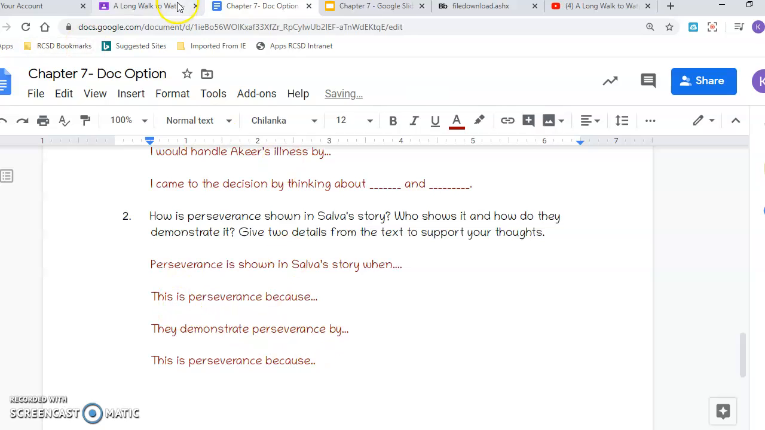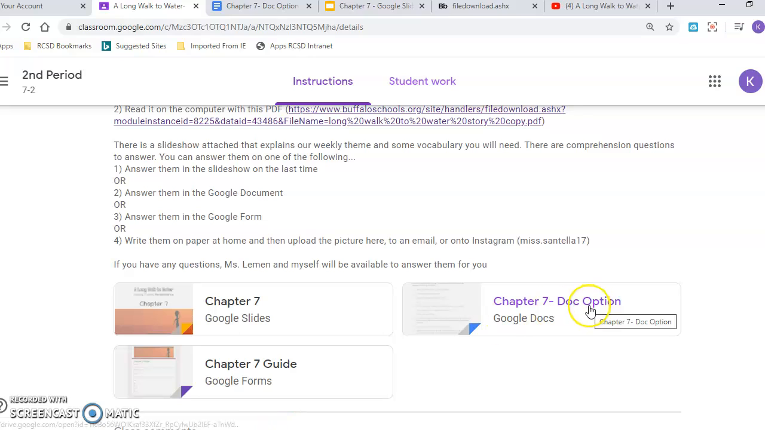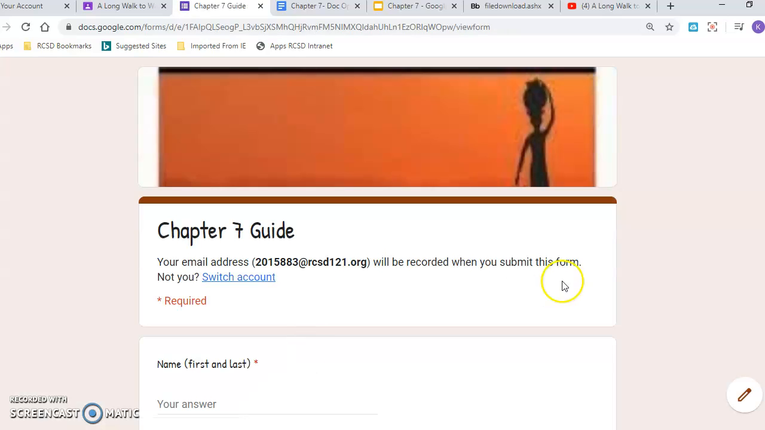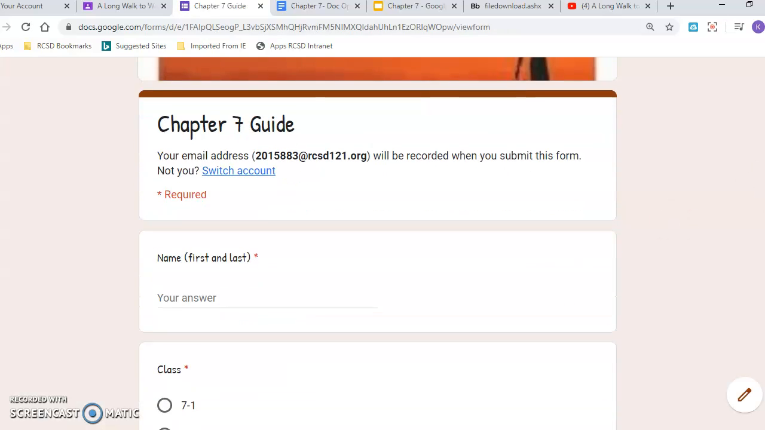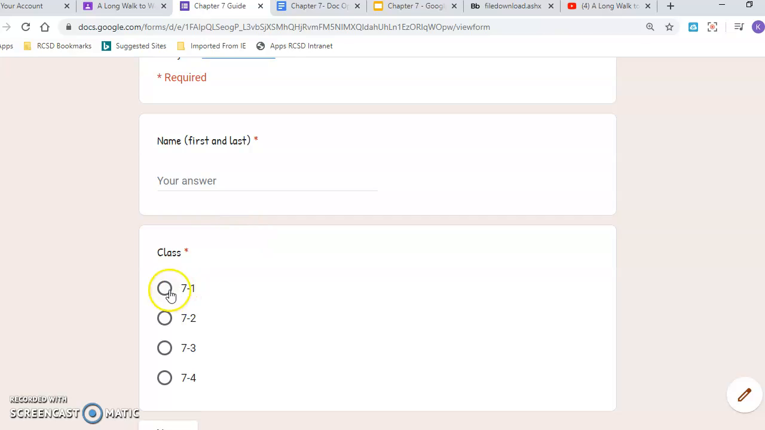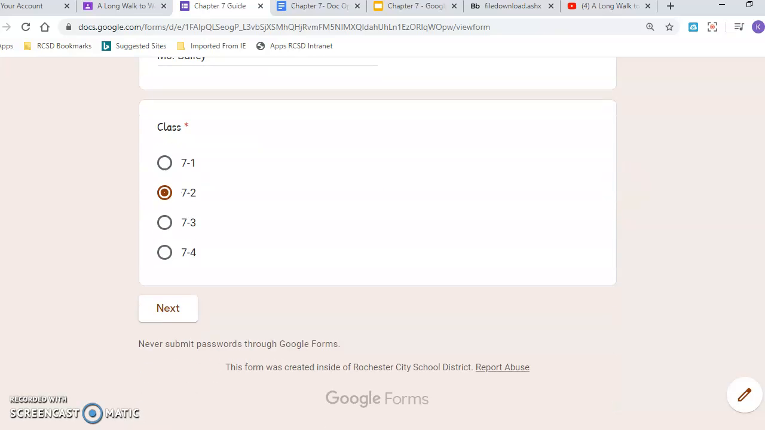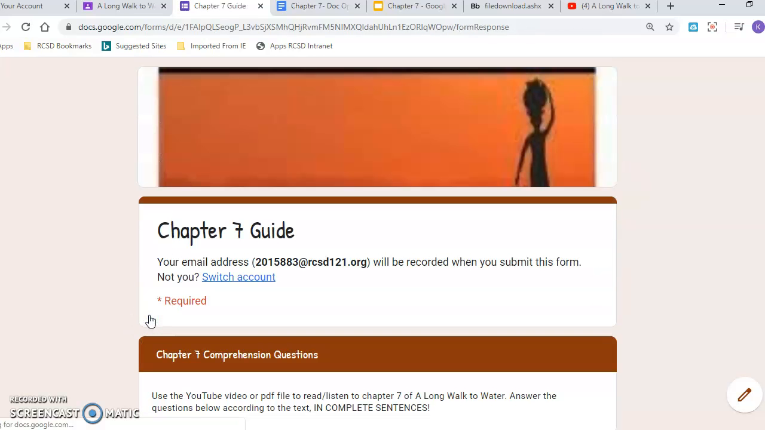Okay. So now I'm going to go back to here. So if you do it there, you're done. You don't have to answer the questions twice, or if you just did it on the slides, you would be done after you did them on the slides. But if you don't like either of those options, there's also the Google form option. So here we go. You got to start off by putting your name in here. Tell me what class you're in. So I'm going to say Miss Bailey. I'm in 7-2 right now. And I go to the next page.